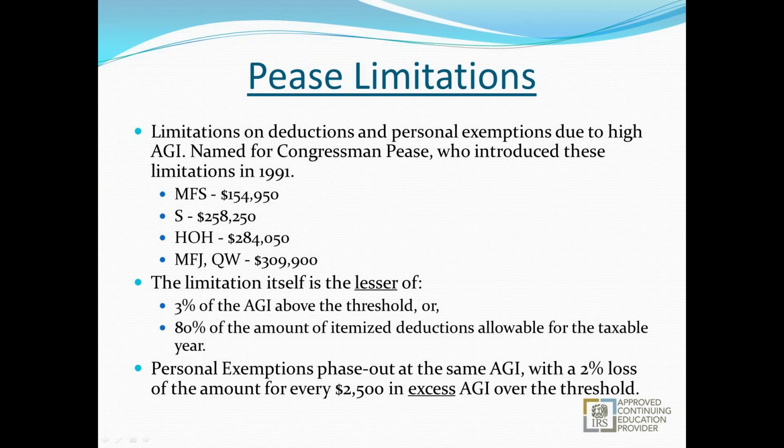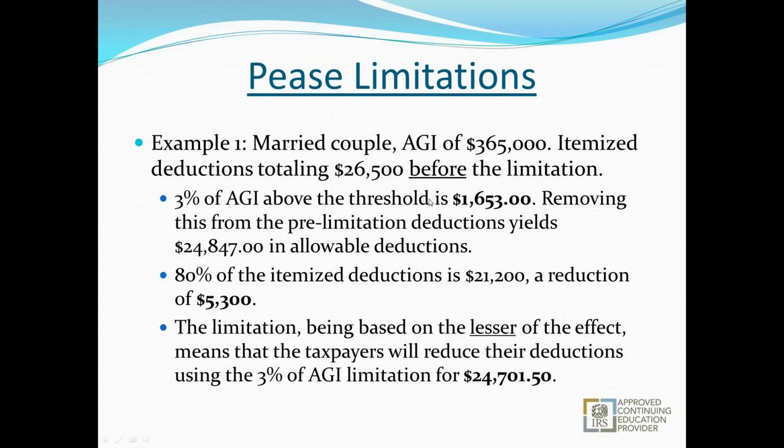Okay. That being said, we do have a couple of examples here. The first of which is a married couple. So a husband and a wife, or a wife and a wife, husband, whatever, doesn't matter. Married couple for tax purposes. AGI of $365,000. It's pretty good living. Itemized deductions that they have total $26,500 before the limitation. If you're looking at that, 3% of the AGI above the threshold.